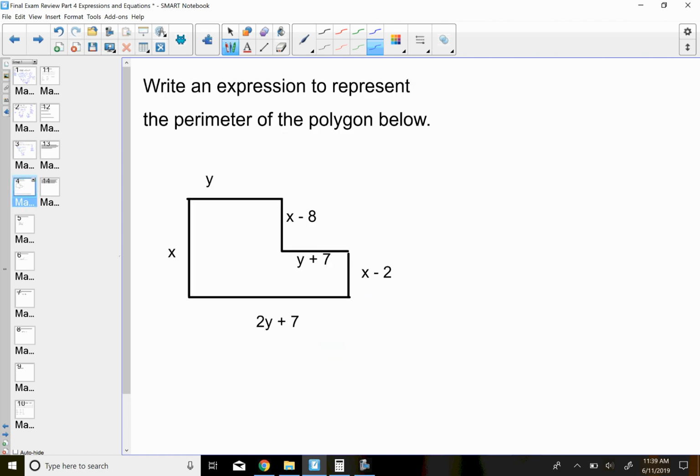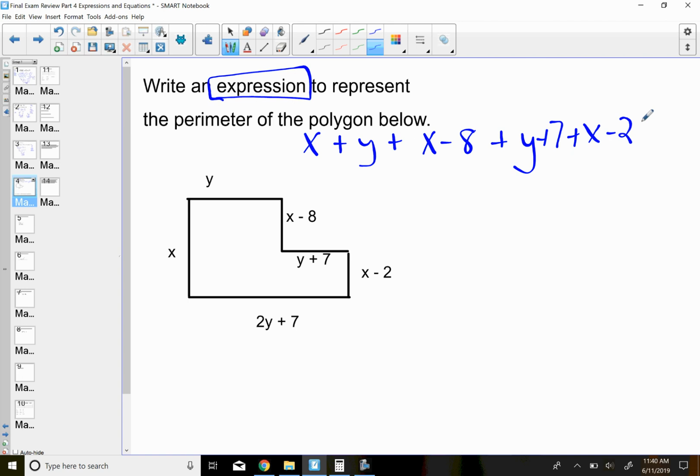All right, write an expression. So there will be no equal sign. Write an expression to represent the perimeter of the polygon below. All right, so the long way to do this is to take every single one of these sides and add them together. So that would be x plus y plus x minus 8 plus y plus 7 plus x minus 2 plus 2y plus 7.